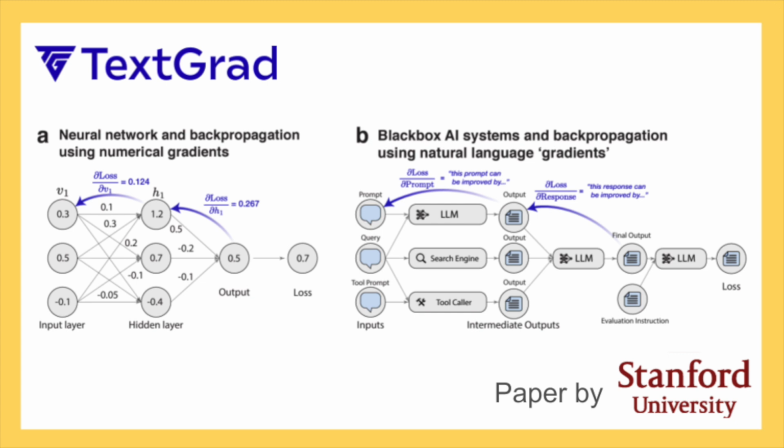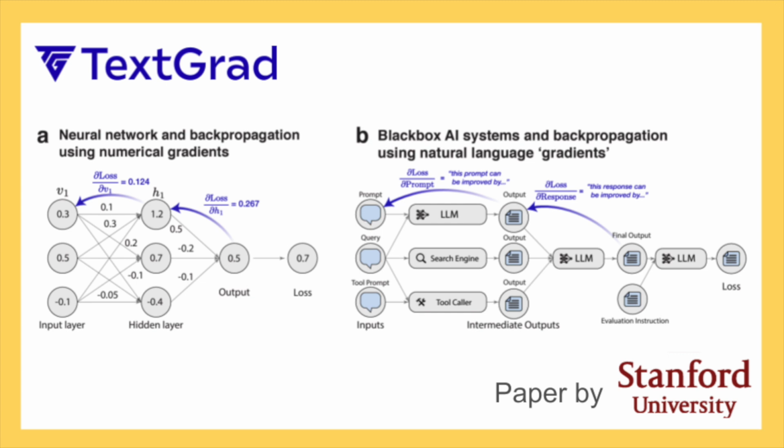Today we're diving into a paper that explores a novel approach to optimizing complex AI systems. The paper, Automatic Differentiation via Text, introduces TextGrad, a framework that uses textual feedback from large language models, LLMs, to improve individual components of a compound AI system. What's the main challenge that TextGrad addresses?